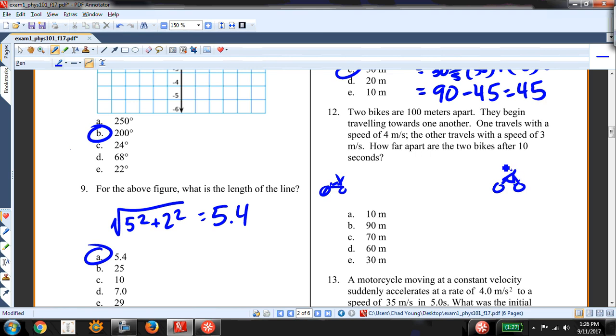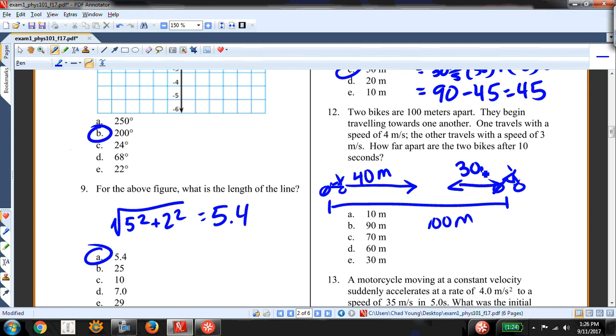You get the idea. They're separated by 100 meters. One of these travels for 10 seconds. One travels for 40 meters per second, so they travel 40 meters. The other travels 30 meters. All right, I'm just doing x is equal to v times t to get these distances. So that's a total of 70. That means the separated distance between them is 30 meters. So number 12 is E.